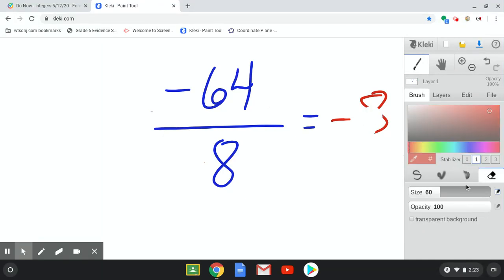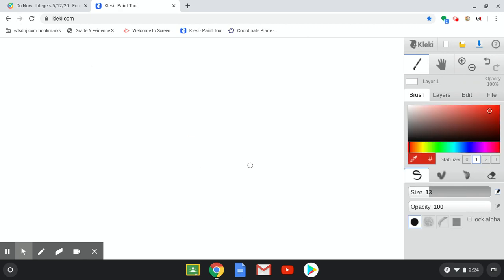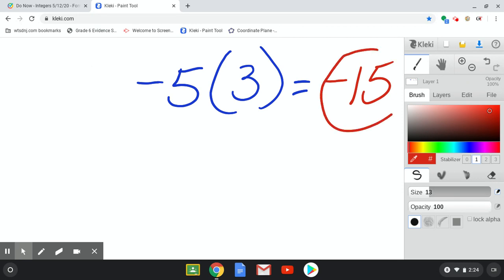You also might see the multiplication problems written differently as well, using parentheses. So for example, let's say I had -5 and I was multiplying it by 3. They might not have the multiplication sign. You guys know when there's a number or a numeral outside a set of parentheses, that automatically means multiplication. So I'm going to just follow the rules here. My signs are different. My answer will be negative. And then 5 times 3 is 15, so a final answer of -15.